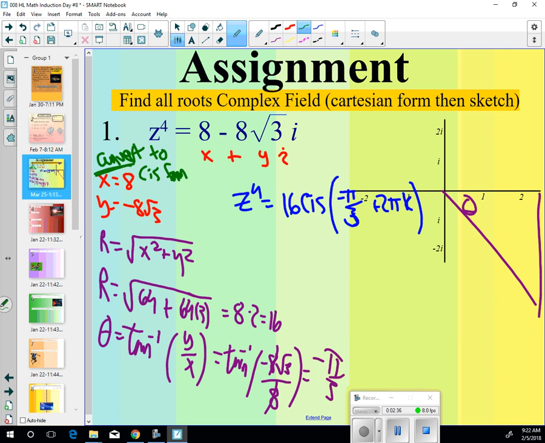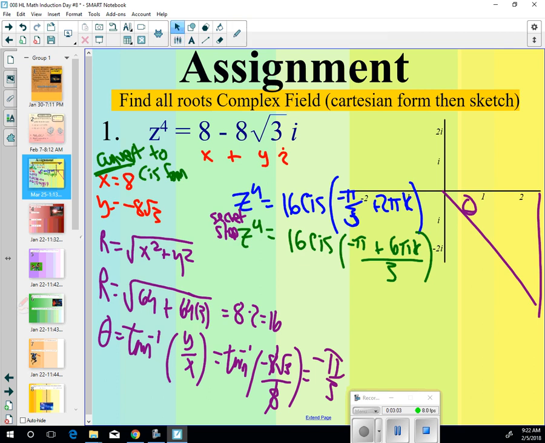This is, did I give you the, what did I call it? The secret step? The secret step is to go 16 cis negative pi plus 6 pi k over 3. That's my secret step. That way you get a common denominator. Now we're ready to do the root.